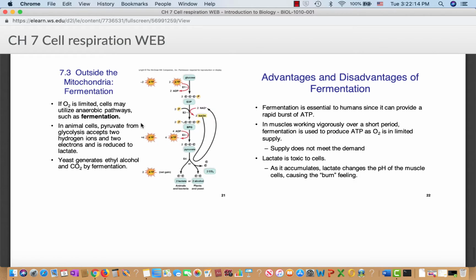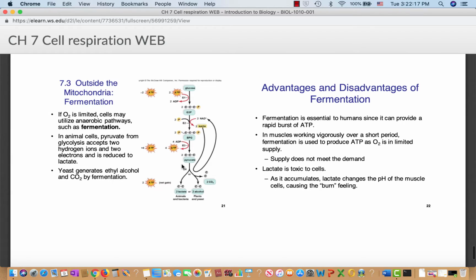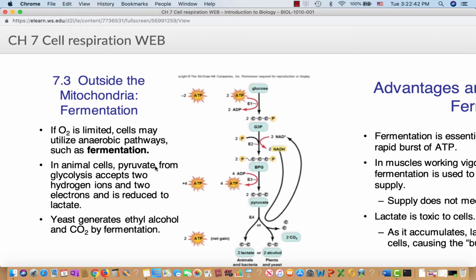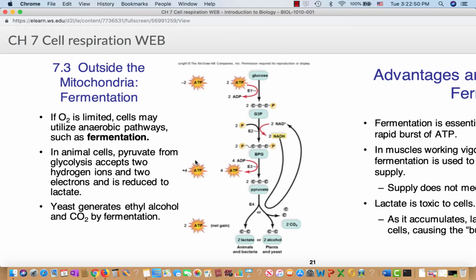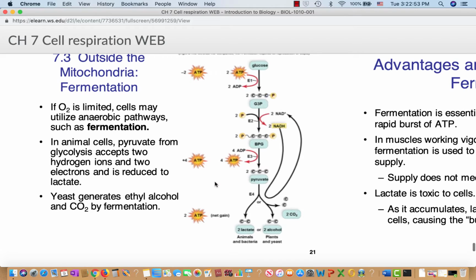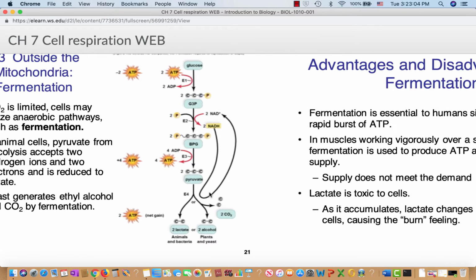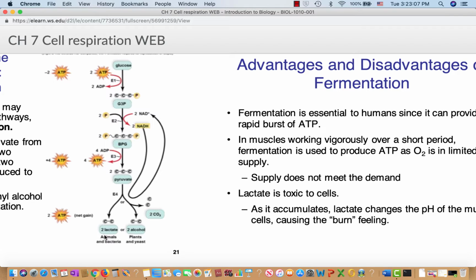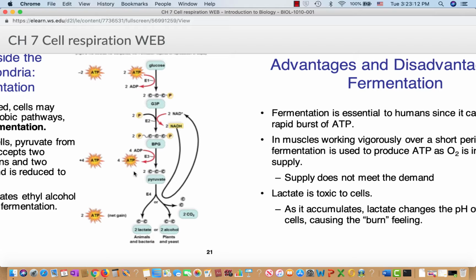And the thing is, it's not anywhere near as efficient at producing energy as the electron transport chain. In animal cells, you use pyruvate from glycolysis. So you split your glucose, and then you use that pyruvate and reduce it to lactate, which produces lactic acid. In yeasts, we generate ethyl alcohol and CO2 via fermentation. So you get your two lactates or your two alcohol. In plants, it's basically the same process. You're just fermenting your pyruvate.